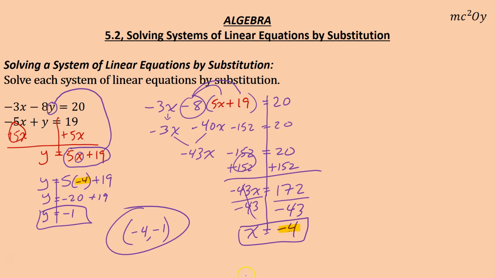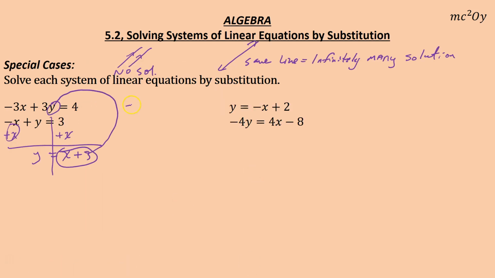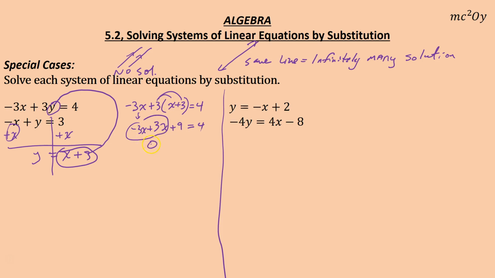Okay, so that ends up giving me -3 times x plus 3 times y, which is x plus 3, equals 4. Now, distributive property, 3x plus 9, and then we'll drop down that -3x. So that's a positive 3x right there, equals 4. -3x plus 3x is 0. So I'm left with 0 plus 9 equals 4. Well, that says 9 equals 4. Okay, that's never true. This is a no solution.